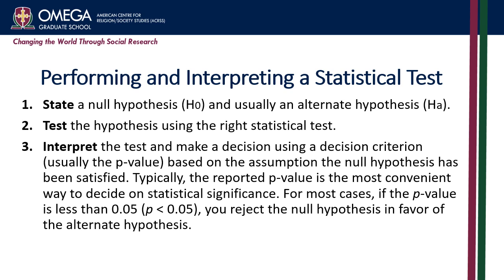Number 2, test the hypothesis using the right statistical test. And of course, we mean there the null hypothesis. And number 3, interpret the test and make a decision using a decision criterion, usually the p-value, based on the assumption the null hypothesis has been satisfied. Typically, the reported p-value is the most convenient way to decide on statistical significance. For most cases, if the p-value is less than 0.05, you reject the null hypothesis in favor of the alternate hypothesis.